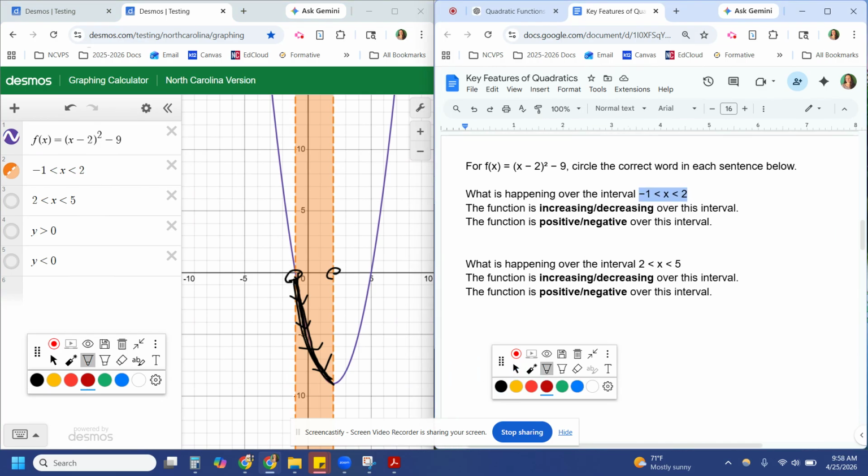So let's come over here and let's circle the right answer. We would say the function is decreasing from -1 to 2. Like in that interval, it is decreasing. Okay, now let's talk about positive and negative.